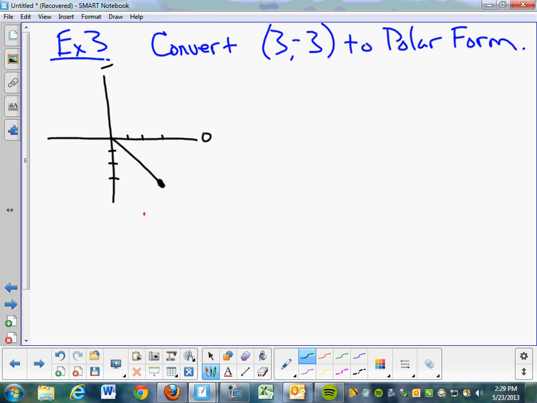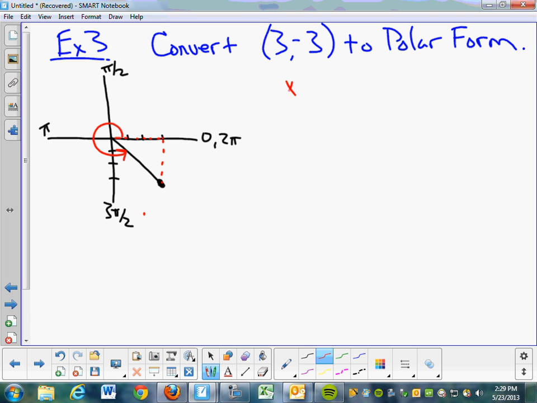This is 0, this is pi over 2, this is pi, 3 pi over 2, 2 pi. So your angle should be between 3 pi over 2 and 2 pi, correct? So we want to convert from rectangular into polar. How do I do that?